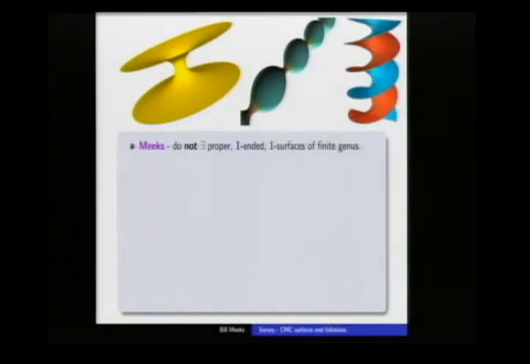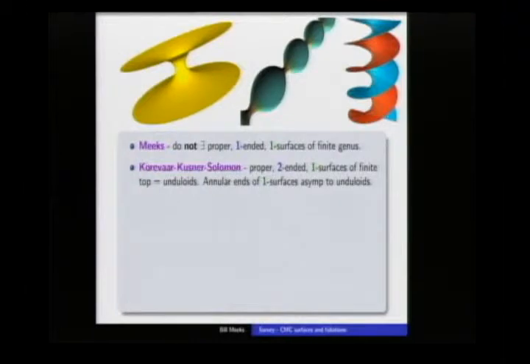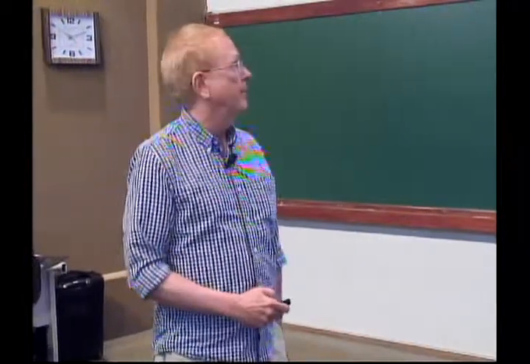This first result was a little more general than I stated in the previous slide. It says that there do not exist proper one-ended, that means one-end surface, constant mean curvature H, finite genus surfaces in R3. Finite genus really means finite topology here. So you can't take a plane with a handle either. Not only can you not put a plane in space, you can't put a plane with a handle if it's proper.